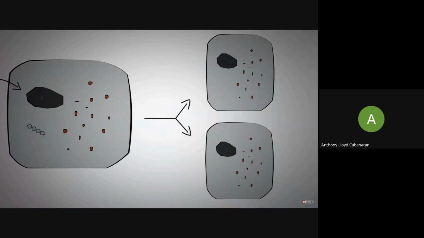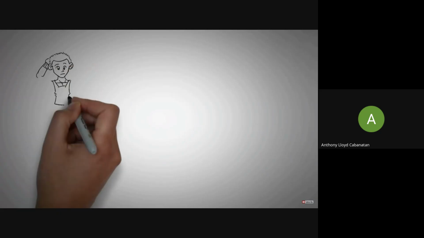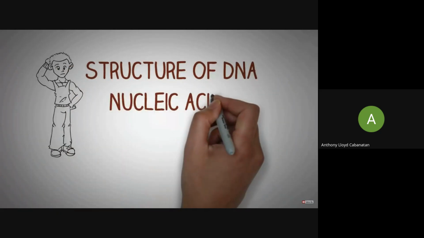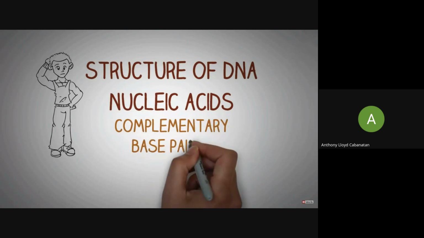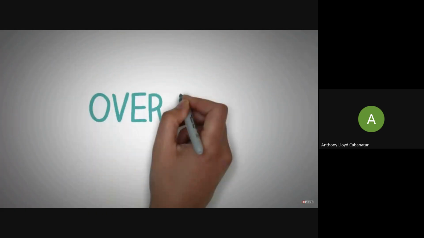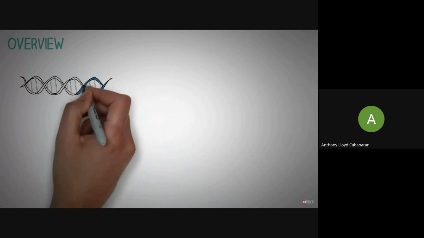Now, in the previous videos in this section, we discussed in detail the structure and function of the DNA, about nucleic acids, and we also talked about the concepts of complementary base pairing and directionality. These concepts are essential for understanding the process of DNA replication, so make sure to watch both these videos for a better understanding of this section. Now let's talk about the overview of the process of DNA replication.